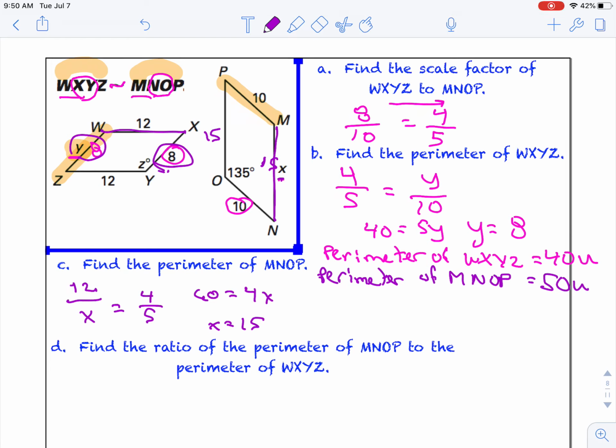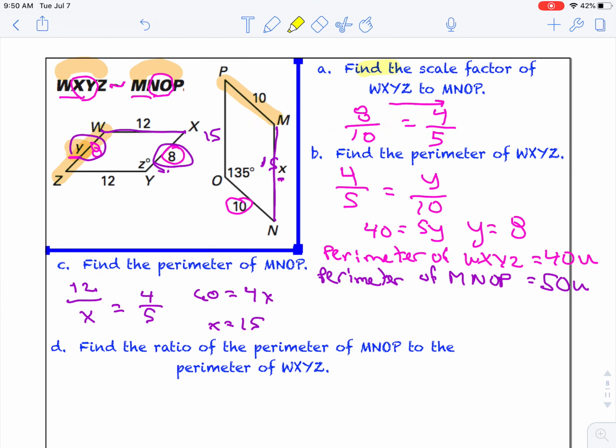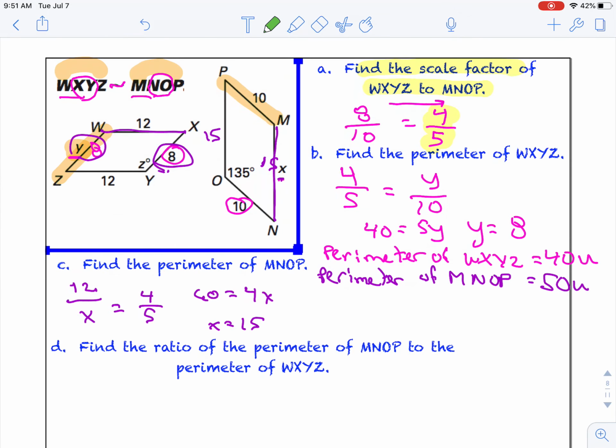So now notice, we wrote the scale factor of WXYZ to MNOP was 4 to 5. Well, look what happens to the perimeters. If we write that same ratio, the perimeter of WXYZ to MNOP would be 40 to 50, which is also 4 to 5. And that's kind of a significant piece to similar figures.